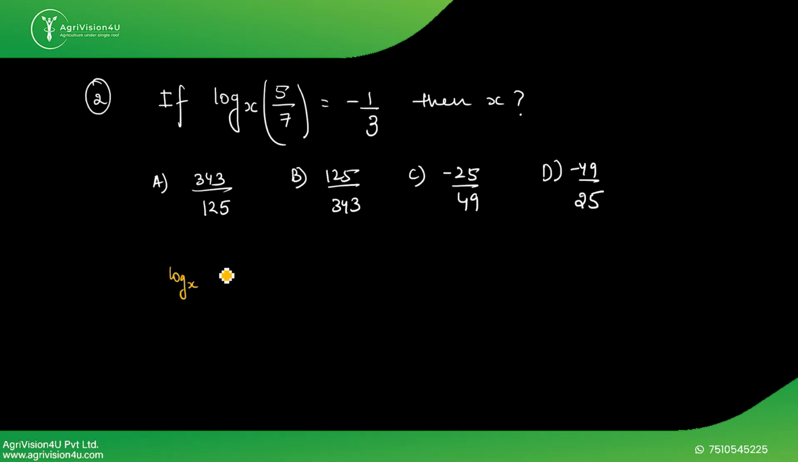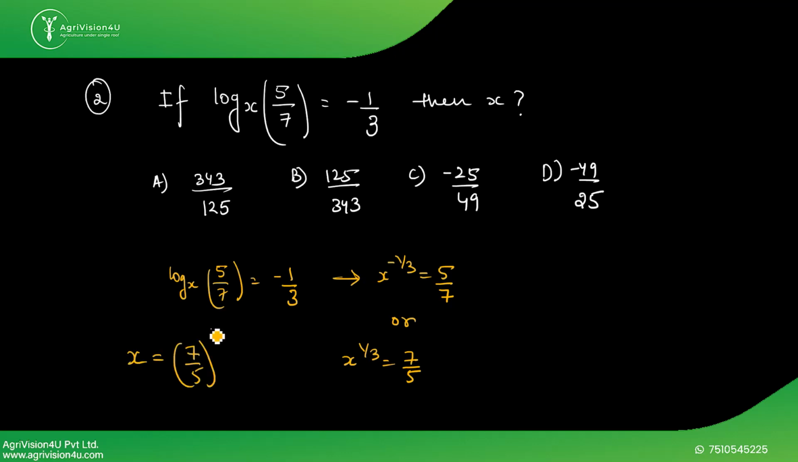We know that log base x of 5 by 7 is equal to minus 1 by 3. This is given. So if I want to write it in a normal form, simplify it, it will be x to the power minus 1 by 3 is equal to 5 by 7, right? Or I can write x to the power 1 by 3 is equal to 7 by 5. If I want to shift this power, I can write x is equal to 7 by 5 to the power cube. So obviously this will be the answer.